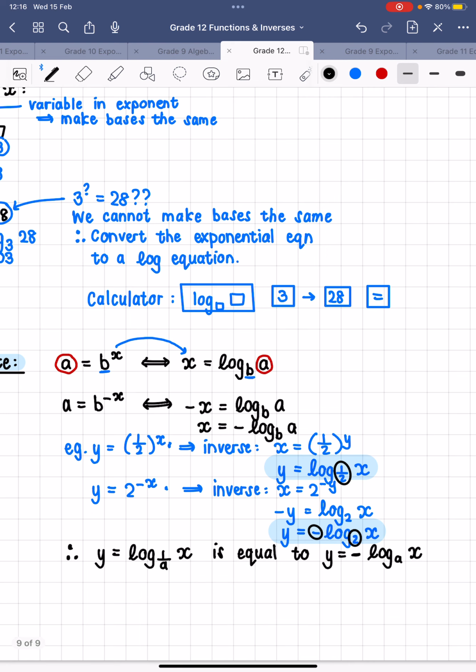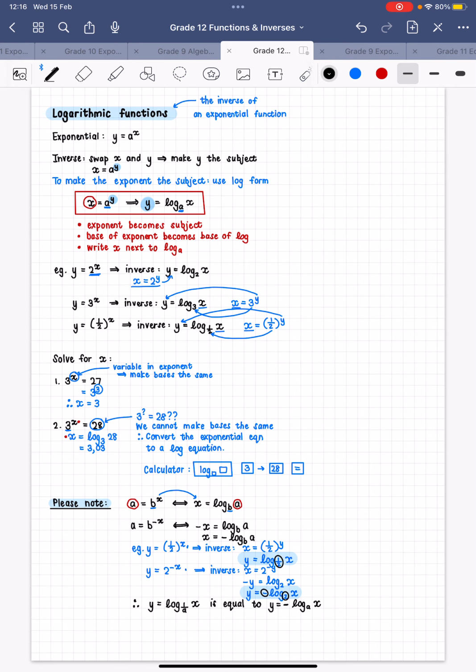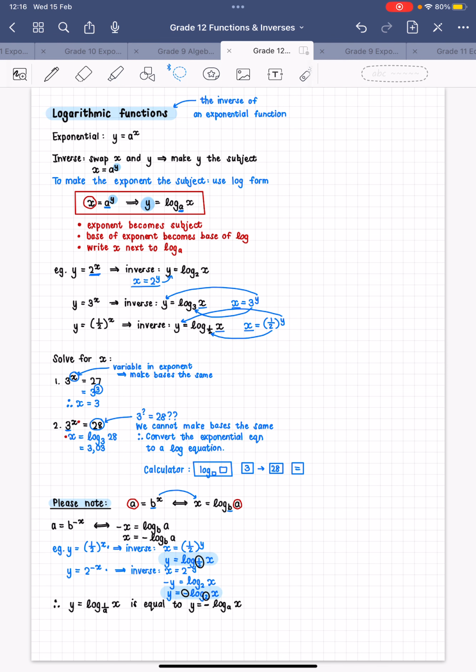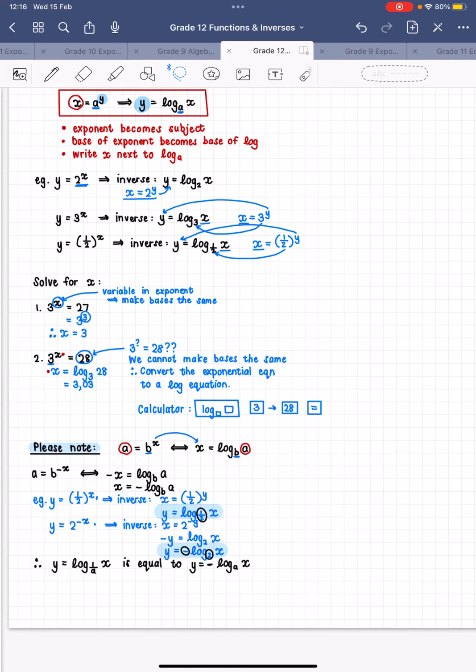Now the last thing, let me actually move this across, then I have some space next to it. You might have to write on the next page.